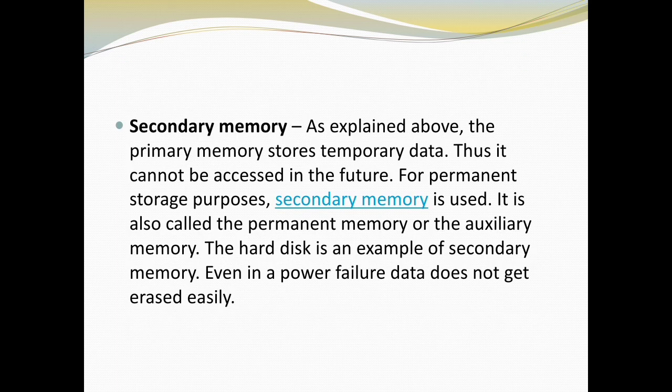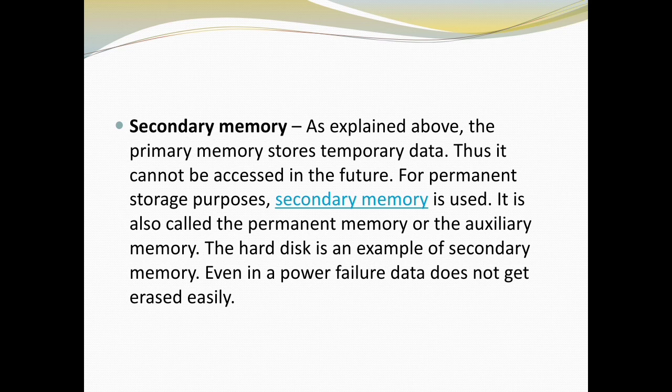Next one is secondary memory. As explained above, primary memory is used to store data temporarily, so it cannot be accessed in the future. For permanent storage purposes, we use secondary memory. It is also called permanent memory or auxiliary memory. The hard disk is an example of secondary memory, and also ROM, read only memory. Even in a power failure, data does not get erased easily.